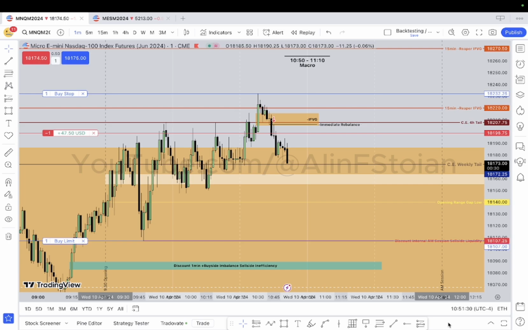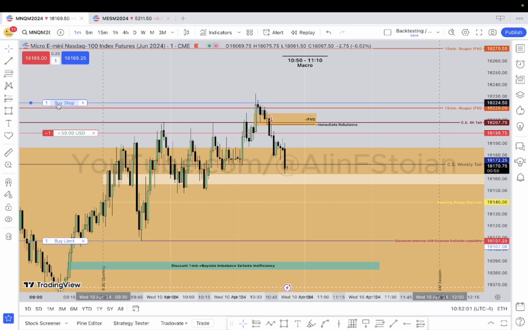What I'm looking at right now is the market going back into this consequent encroachment of this wick, using it as a means of resistance. That is a beautiful sign of rejection. What I'm going to do now is I'm going to bring my stop onto the immediate rebalance.